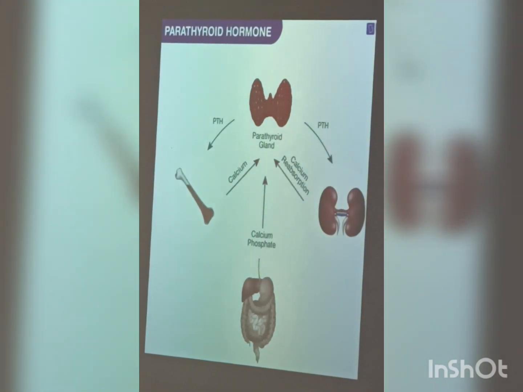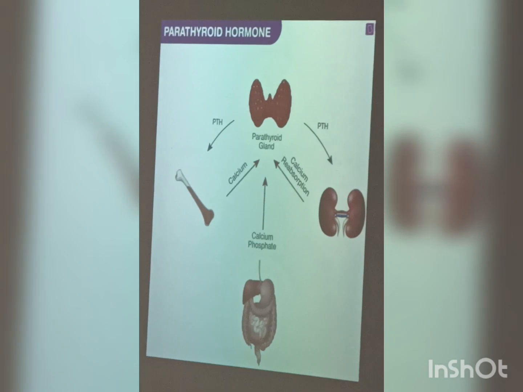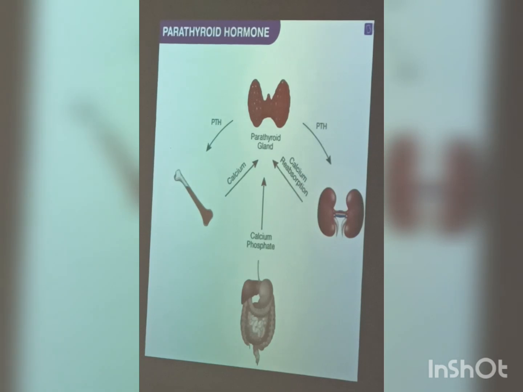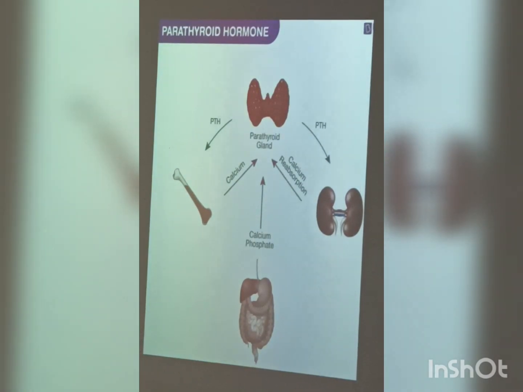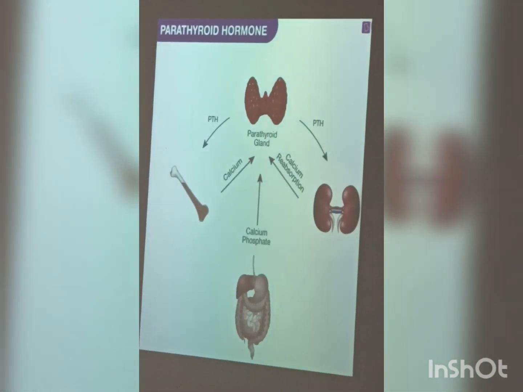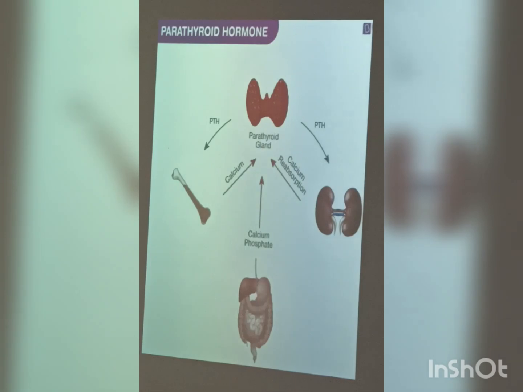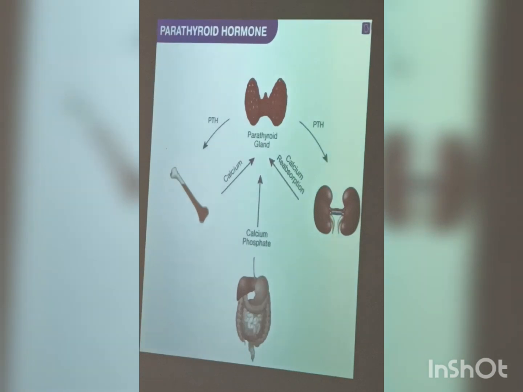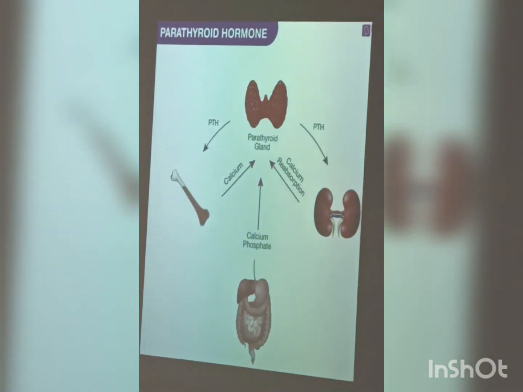How? What will they be doing? They will order the distal convoluted tubules to absorb more calcium, and the proximal convoluted tubule will not absorb the phosphate. The third thing is that they indirectly influence your gut to absorb more calcium from your diet, right? And the kidney also helps you to convert the inactive vitamin into its active form. So these are some factors by which we get increased calcium level in our blood.